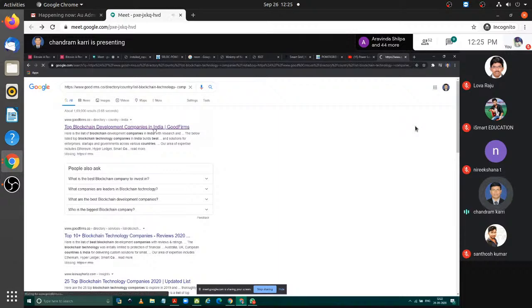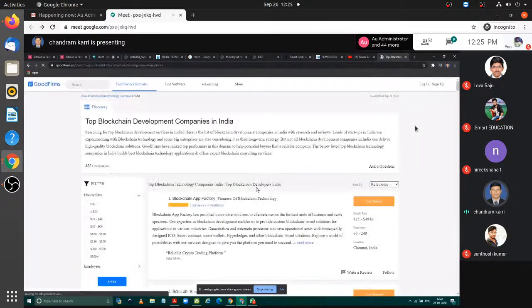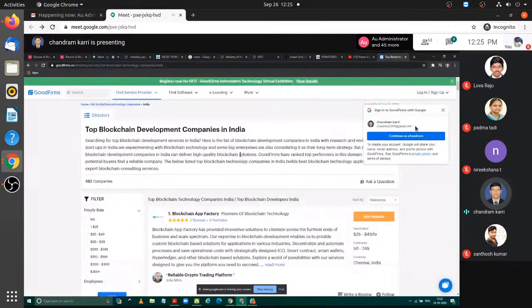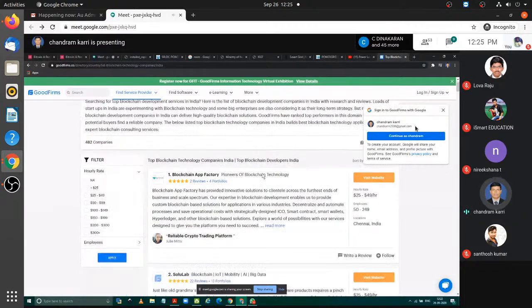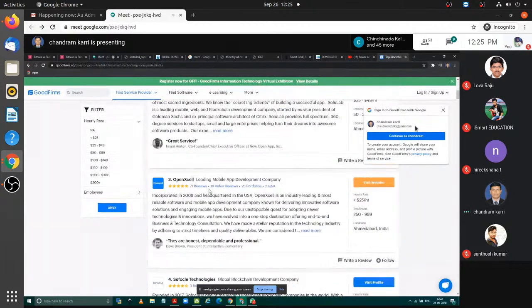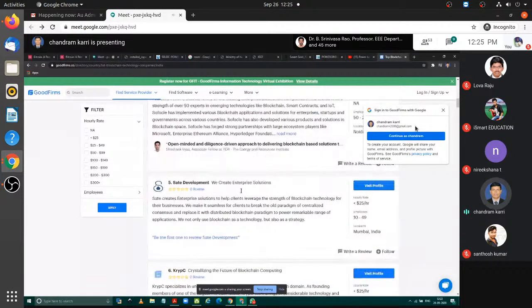I have provided that link. You just go through that link and you will find so much information about many startups who are using blockchain technology for several fields in India. These are all blockchain factory, Solulab, Open Excel. They have found so many.